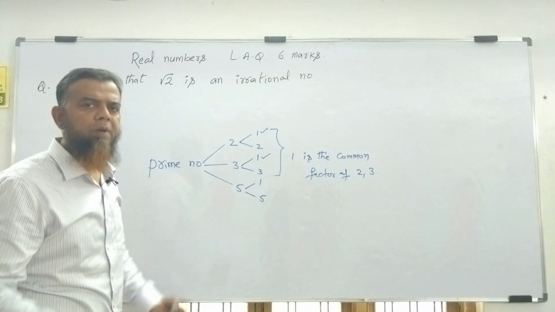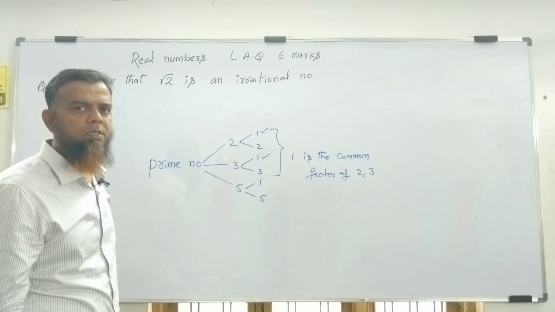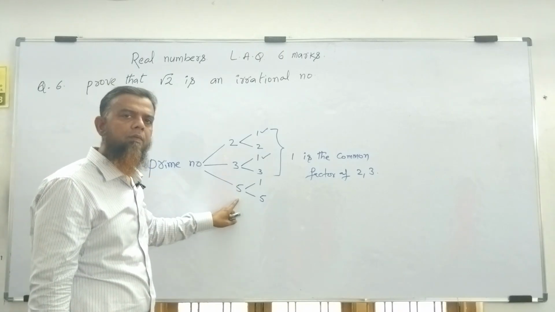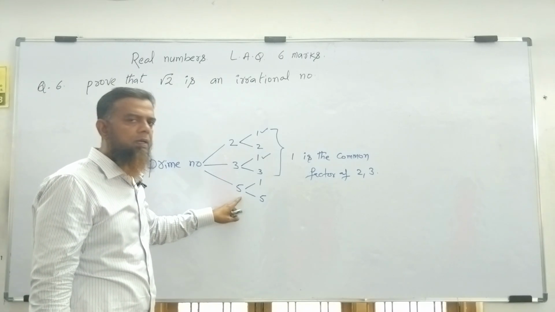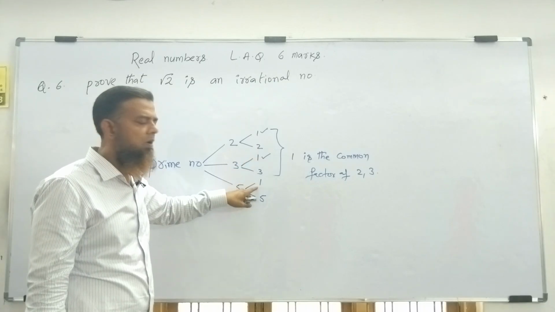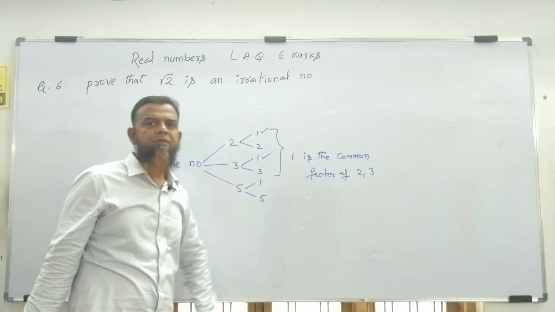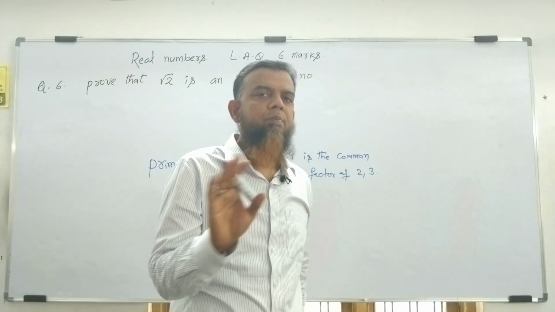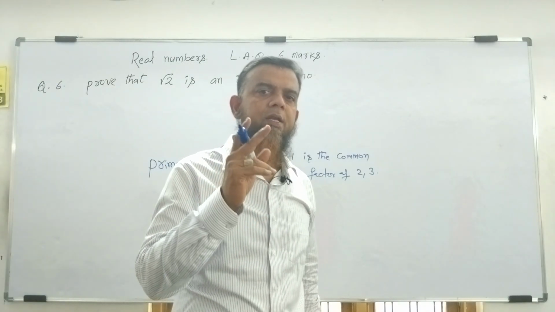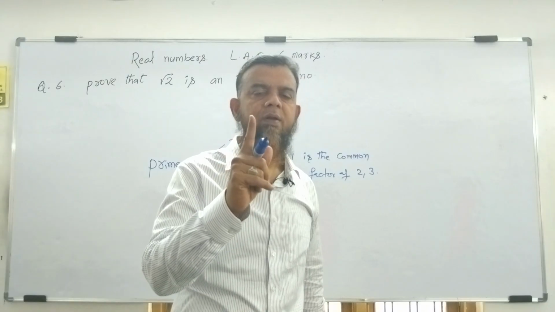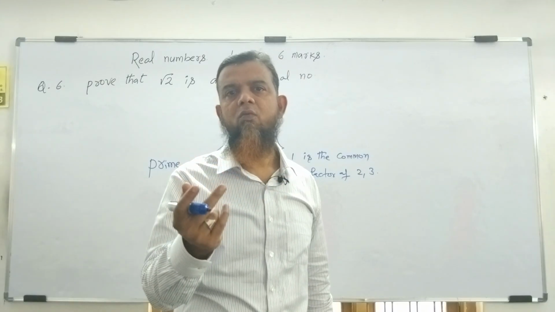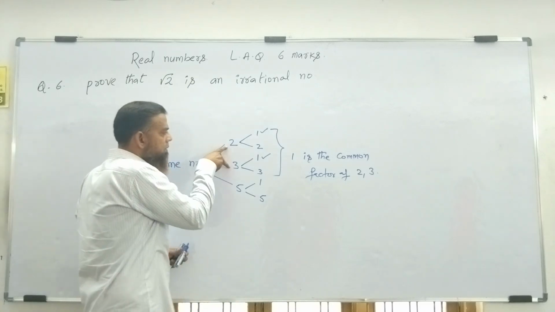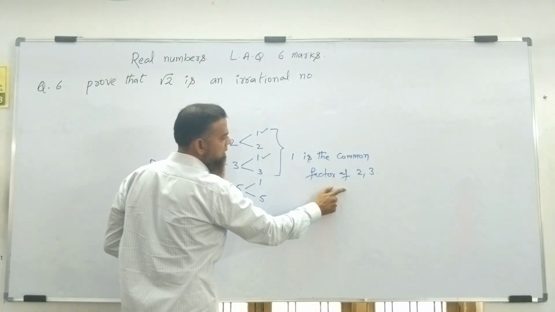For any 2 prime numbers, you take any 2 prime numbers. Now you see these 2 numbers, 3 and 5. If you take 3 and 5, again you will get 1 as the common factor. So here a formula is formed. For 2 prime numbers, not for any 2 numbers, okay? For any 2 numbers, if 1 is the common factor, then the numbers are called what? Prime numbers. We are going in reverse order. See, prime numbers have 1 as the common factor.